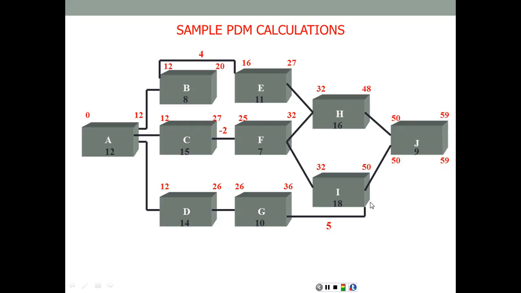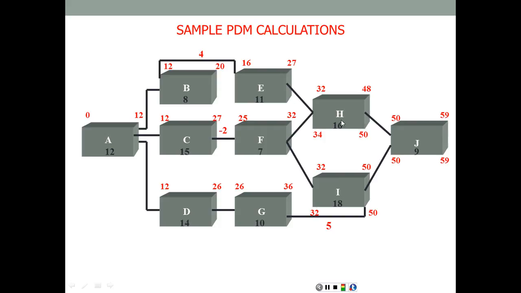So this 50 is going to be transferred basically to the finish of activity H and the finish of activity I, and then we're going to subtract the durations. We have here 50 minus 16, that's 34 at the late start of H, and 50 minus 18, that's 32 at the late start of I. We notice again for activity I, the dates are exactly the same at both sides. So the early and late dates are pretty much the same. Therefore, this is another critical activity.